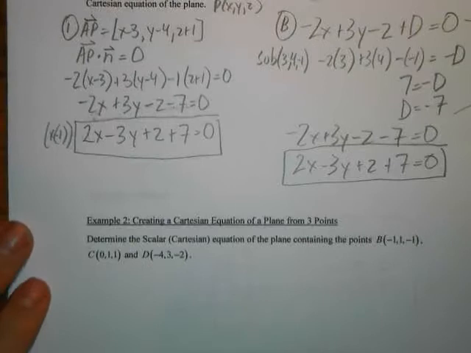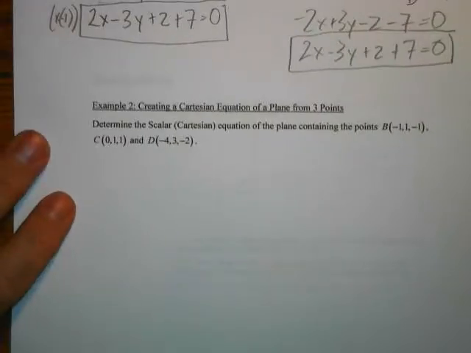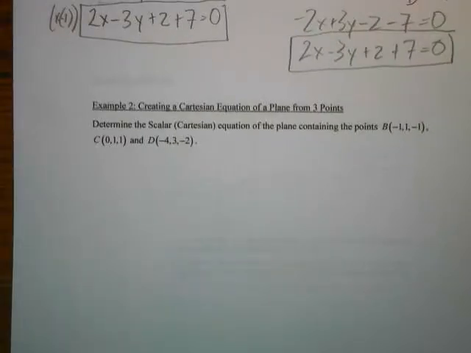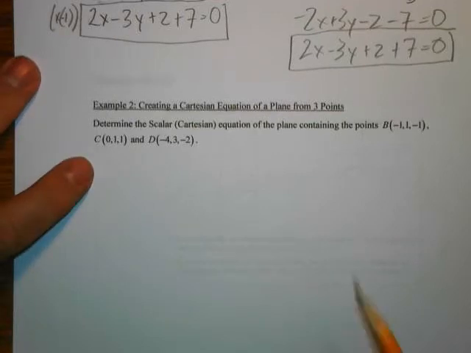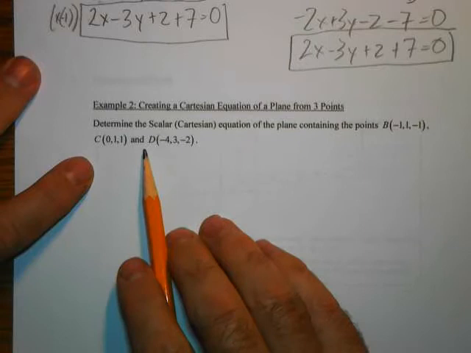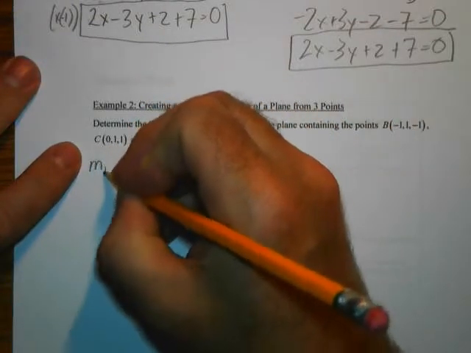Okay, example 2 says determine the scalar. So scalar is another word for Cartesian, if you see that in the textbook. If you see scalar equation, it means Cartesian equation. So we'll continue to use Cartesian. Determine the Cartesian equation of the plane containing the points B, C, and D. Okay, so we sort of did something like this on the last lesson. We actually created two direction vectors from those 3 points.